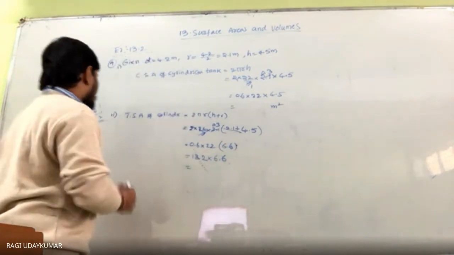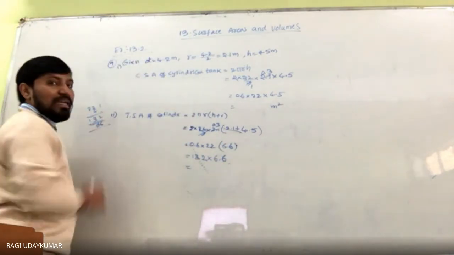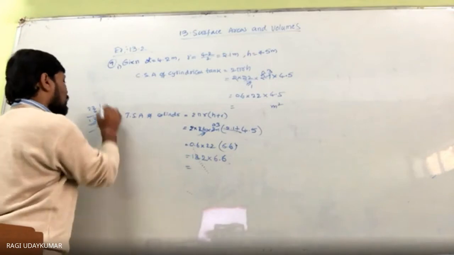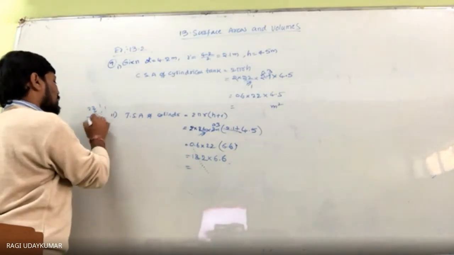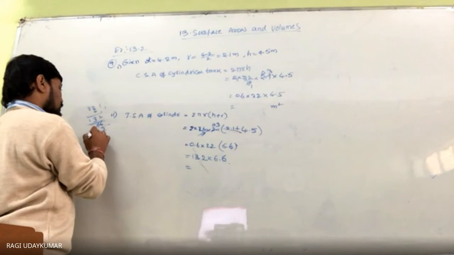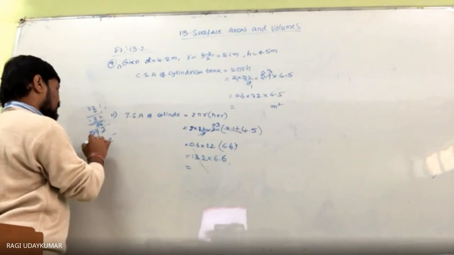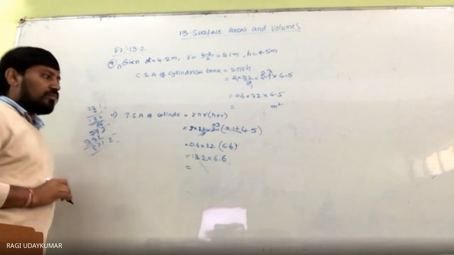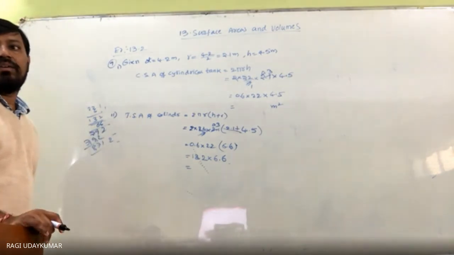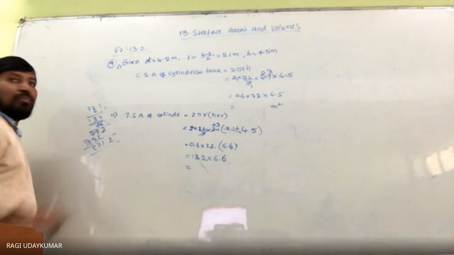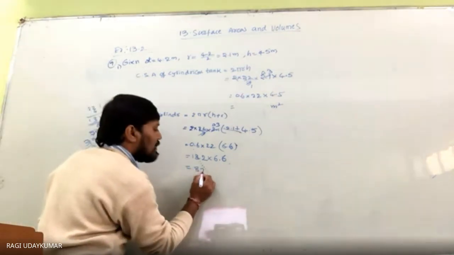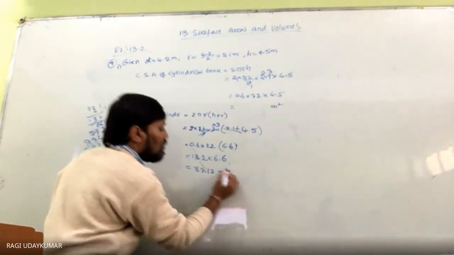So 13.2 multiplied by 6.6. 6 2s are 12, 6 3s are 18, 19, 6 1s are 6, 792, 792 2 11 17. So the decimal point is in two places. So that you have to keep the decimal point here. So we are going to get 87.12 meters square.